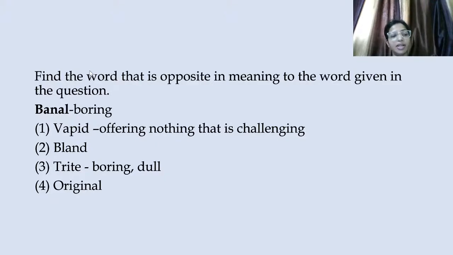right? Now next is trite. Trite straight away means boring, dull. So all these words are very similar, or rather exactly similar, to the word given in my question, which is banal. Hence, the only remaining option is the fourth, which is original. And very clearly, original means something which is authentic. On a positive note, it is exciting. It is not dull, it is authentic, it is original. So this is the most suitable option over here. So, fourth is the correct answer.